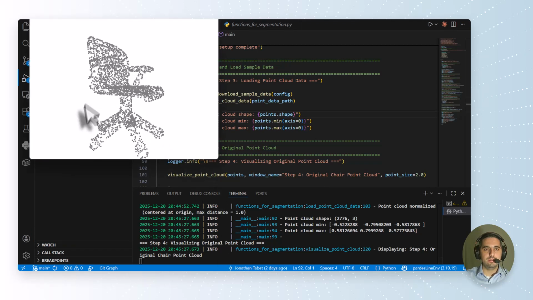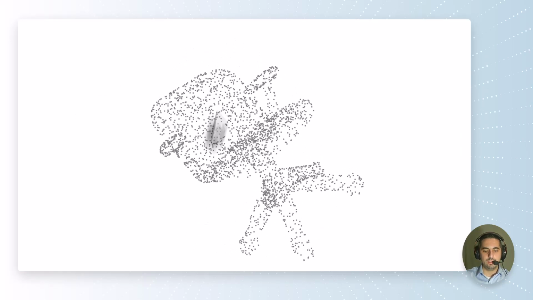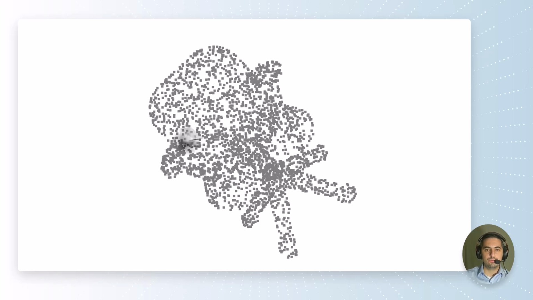So let's visualize it. We have here our chair in 3D. We can click on plus to make the points bigger. And if I click on N, I don't see the normals because I don't have them.